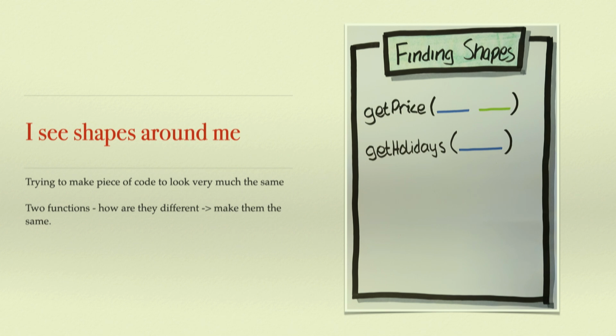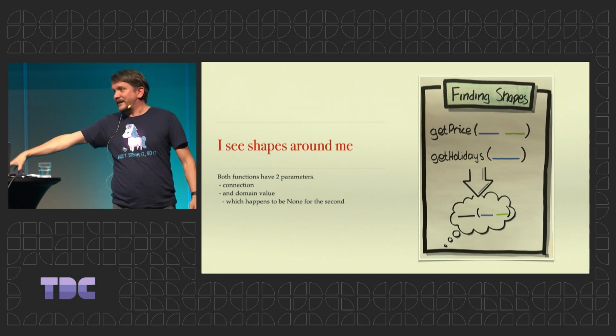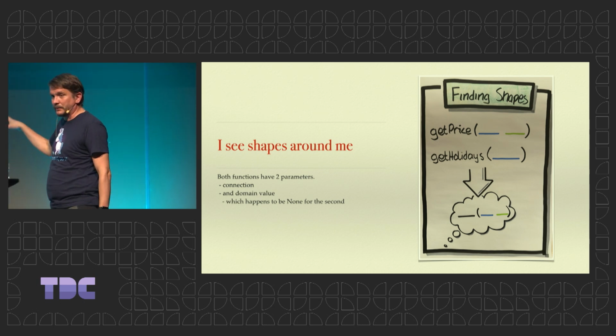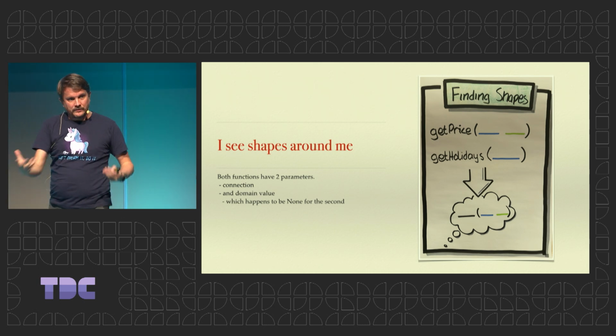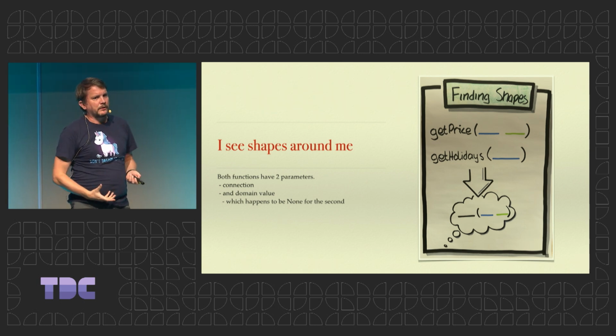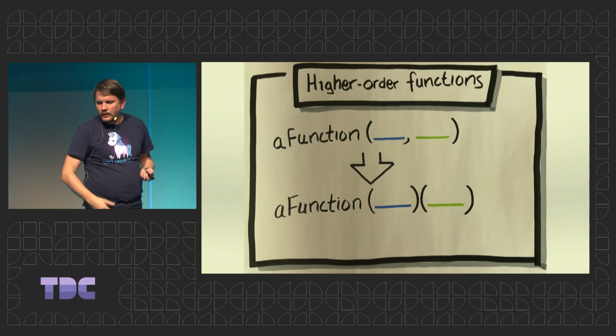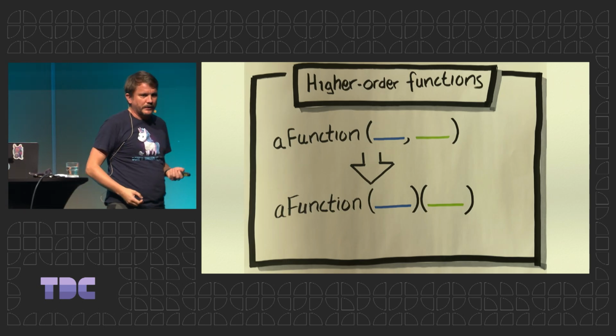They're both functions that take 2 parameters. The other one just happens to be null, non-existent, void. In the code, it just takes 1 parameter, but in my mind, it takes 2 parameters. It takes the connection, the database thing, and the other one is the domain object, or the domain concept. And with that, I can turn a function into a higher order function.